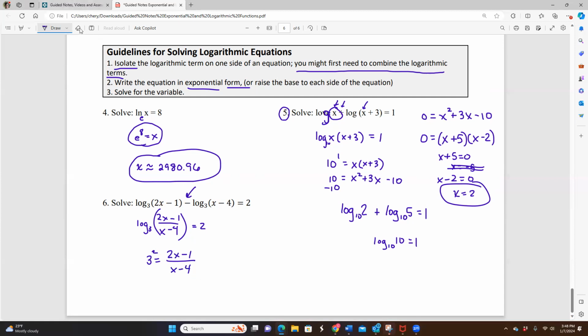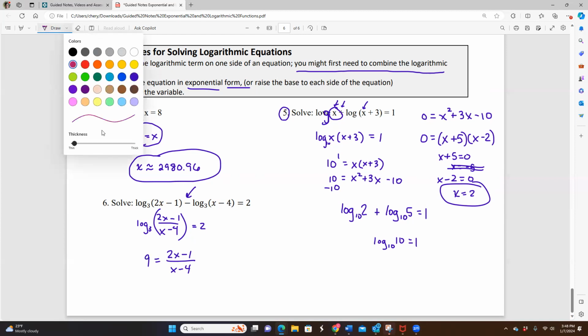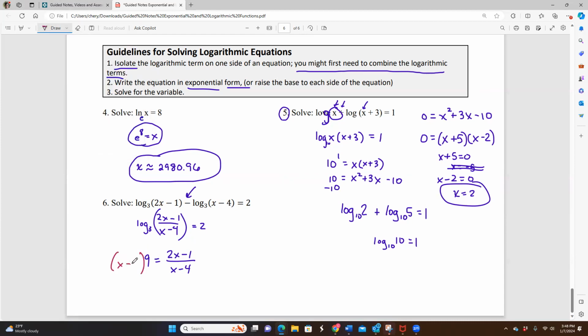Now here, let's go ahead and write that 3 squared is 9. When we solve this, we want to get rid of the denominator in the fraction. So what we're going to do is multiply both sides of this equation by x minus 4. We're going to get rid of that fraction, and we'll have 9x minus 36 equal to 2x minus 1.